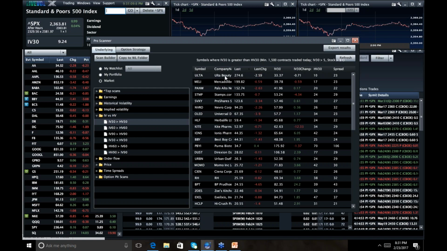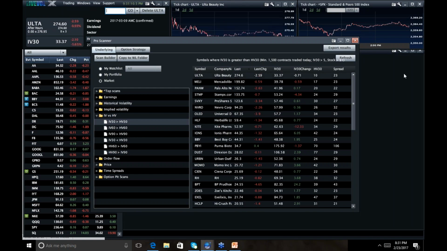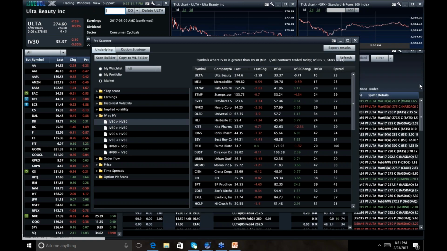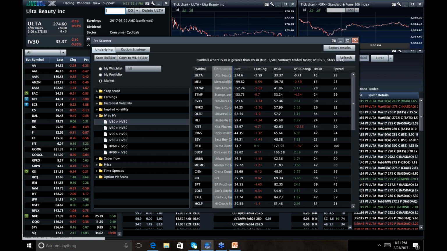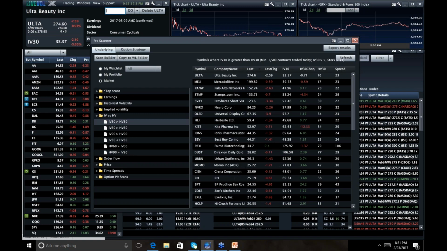And that's Alta Beauty. We also see Palo Alto Networks. And you can see there's some stuff here. So let's look at, I'm not going to do stamps.com as much as I love stamps.com. Alta Beauty, Palo Alto. Best Buy has earnings. I don't want to mess with that. Alta Beauty has earnings in March. Let's look up, I got to find one that isn't.